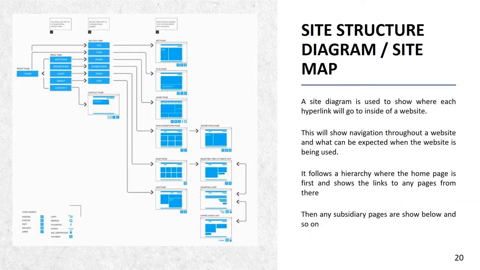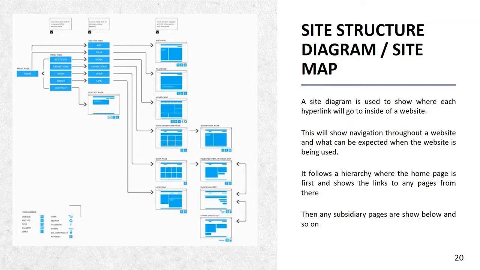Now, the exam board have used different words to describe this one. Sometimes it's been called a site map, sometimes a site structure diagram, and sometimes I think it was called a site diagram as well. A site diagram is used to show where each hyperlink will go to inside of a website or a mobile app. You're basically thinking about how this product will navigate. How can I get from one page to the other?